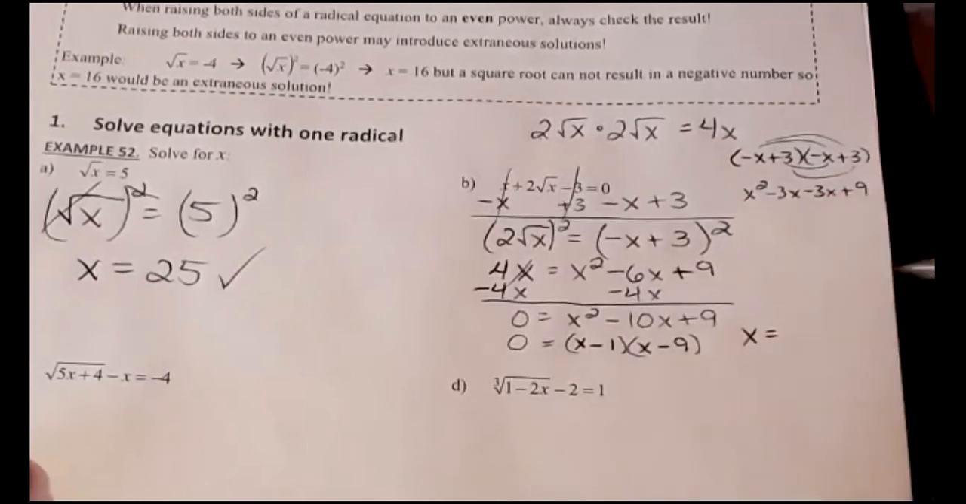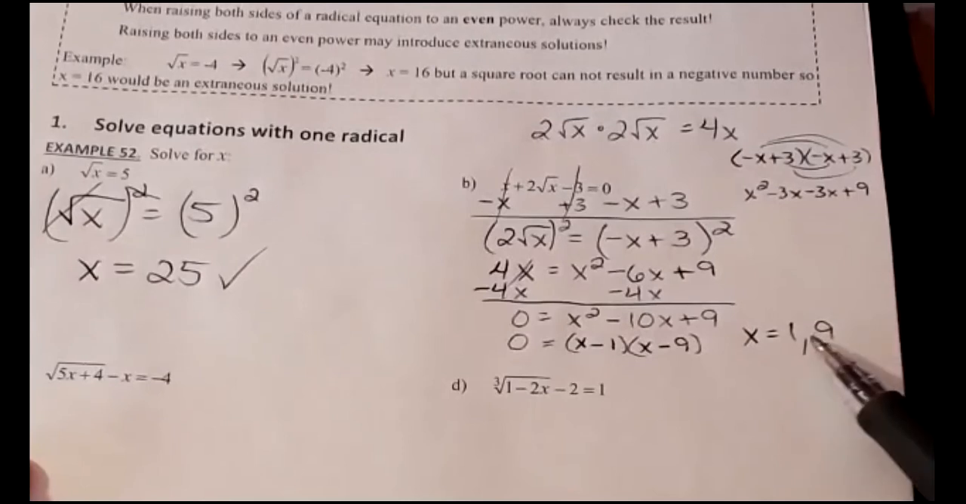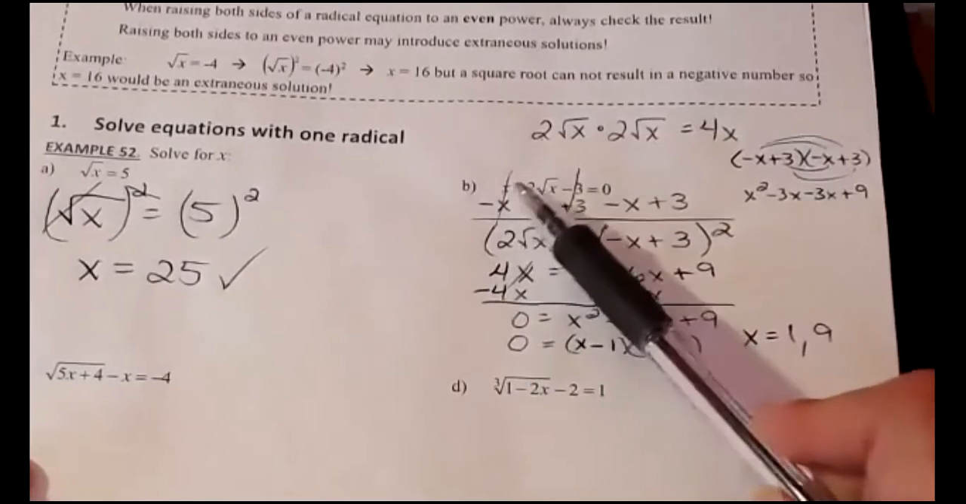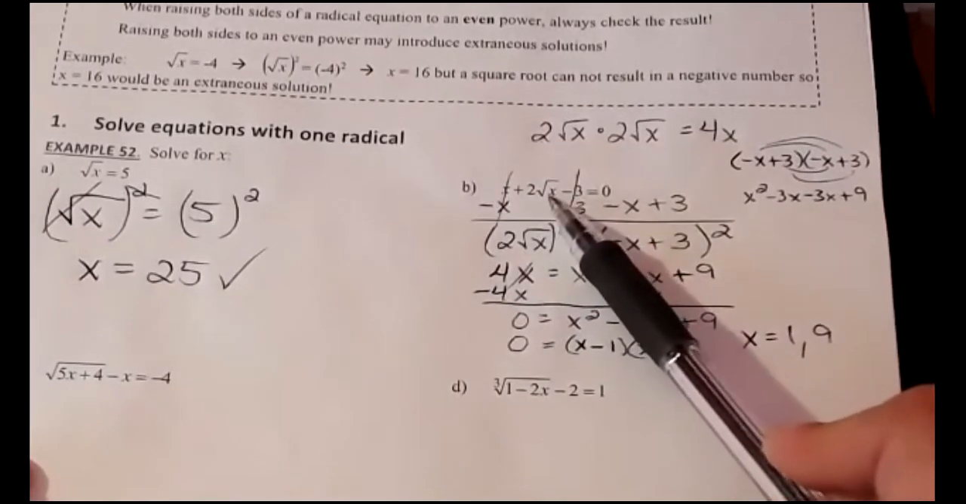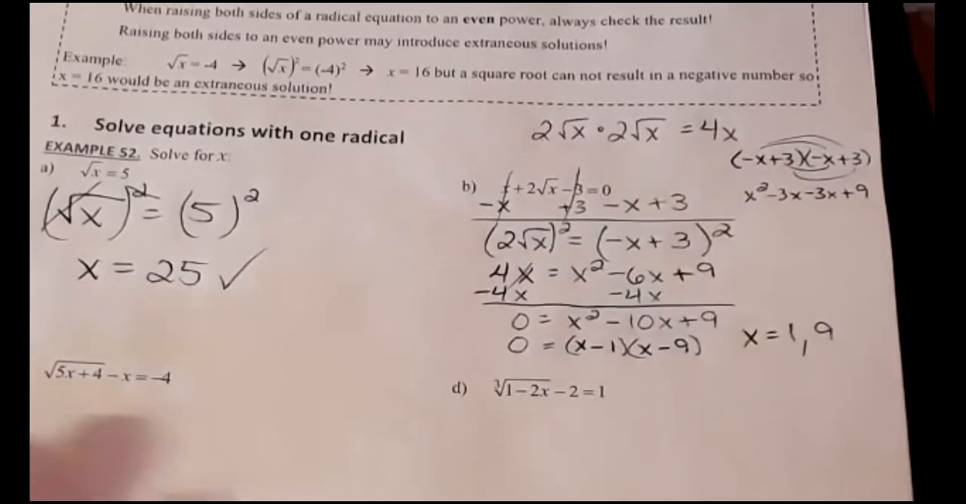What are your solutions? X is equal to 1 and 9. Good. Check them both. Let's try the 1. So we have 1 plus 2 square roots of 1, which is just 1 times 2 is 2. So 1 plus 2, which is 3, minus 3 is 0. That works.